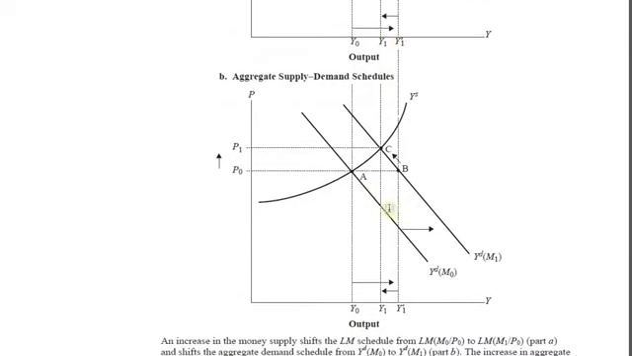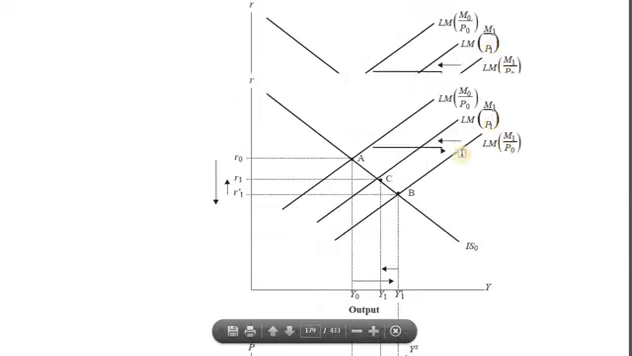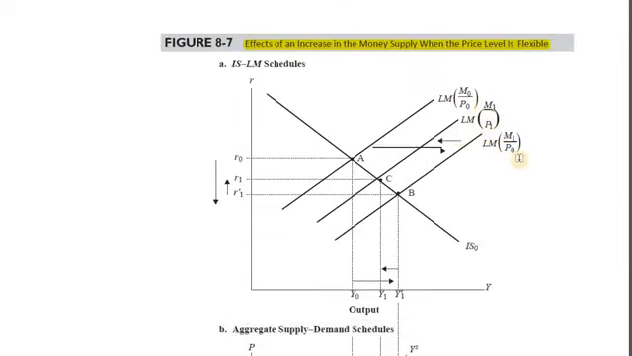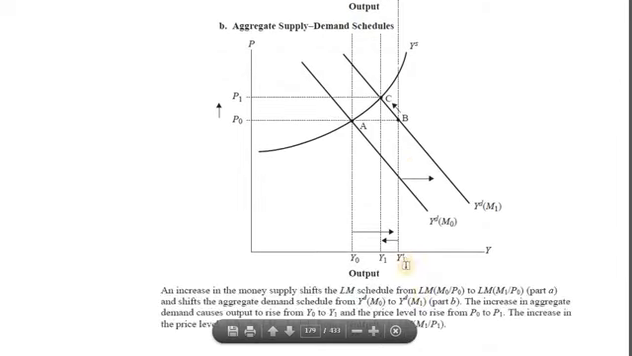So this has happened. Output has gone up from Y0 to Y1 hash, A to B. So let's draw this Y1 hash point here. Alright, this simply means that aggregate demand shifts rightwards because prices stay constant, P0 here, P0 here. So aggregate demand shifts rightwards because income has gone up. The shift is to the tune from A to B.